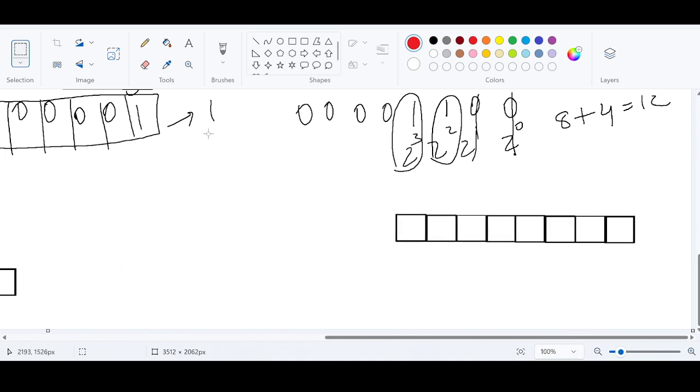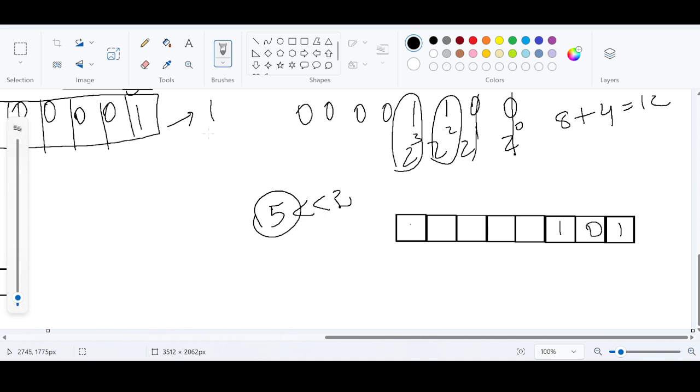Focus, guys. The same number. I want to use 5. I want to left shift the 5 with 2. Okay, so 101 is the binary number for this decimal number. The remaining spaces will be 0.